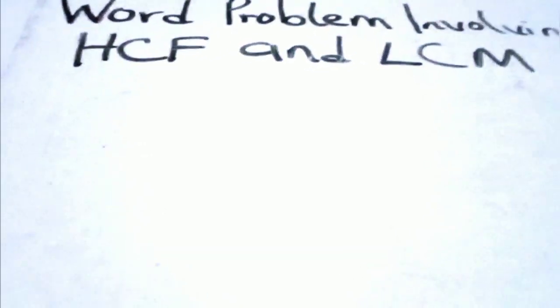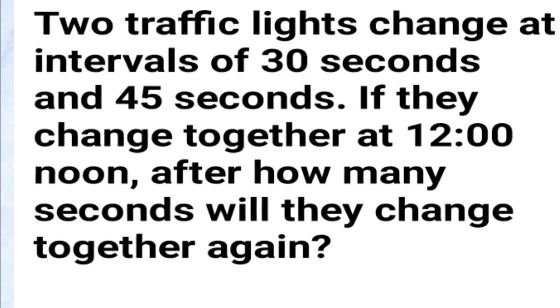Let's look at the second example. 2 traffic lights change at intervals of 30 seconds and 45 seconds. If they change together at 12 noon, after how many seconds will they change together again? Now this one is about an event occurring at the same time or repetition of an event. That means we're going to use LCM. Let's find the LCM of 30 and 45.